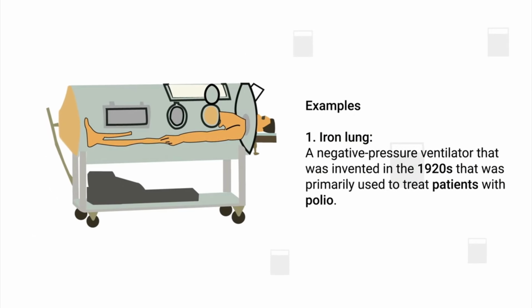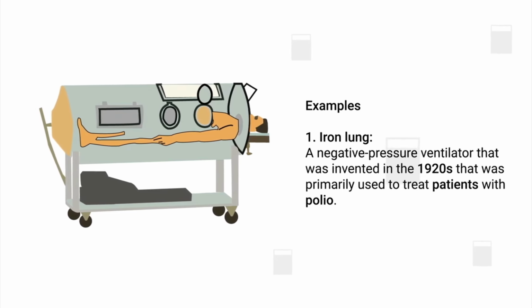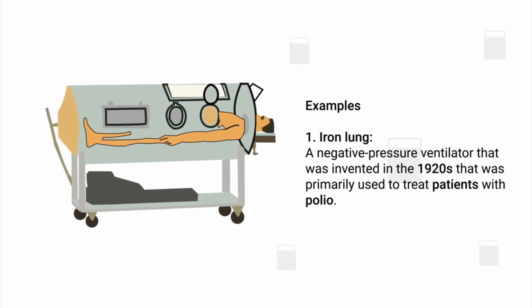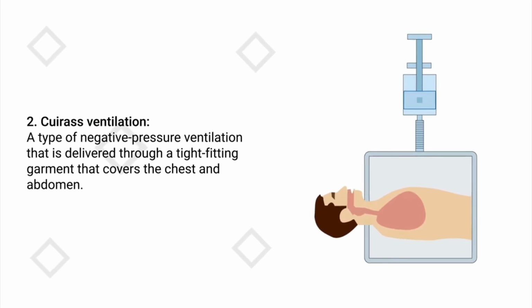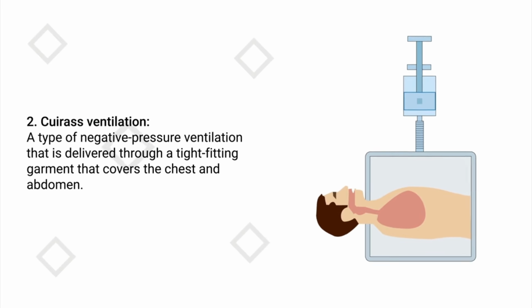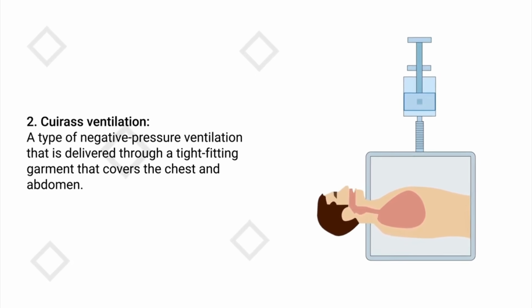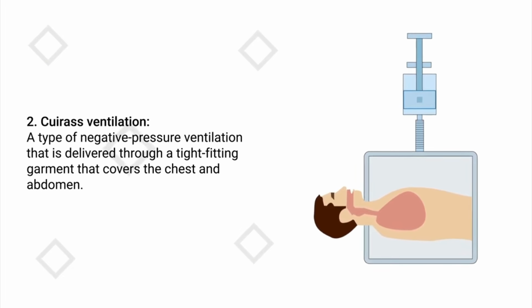Some examples of negative pressure ventilation include the iron lung, which is a negative pressure ventilator that was invented in the 1920s primarily to treat patients with polio, and cuirass ventilation, which is a type of negative pressure ventilation that is delivered through a tight-fitting garment that covers the chest and abdomen. Like I said, not quite as common, but still worth mentioning.